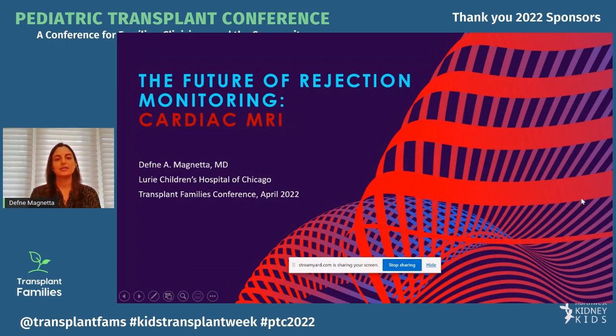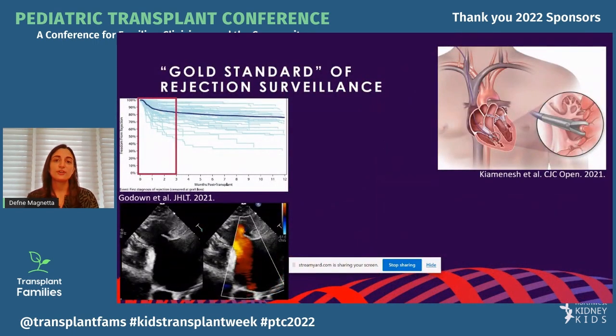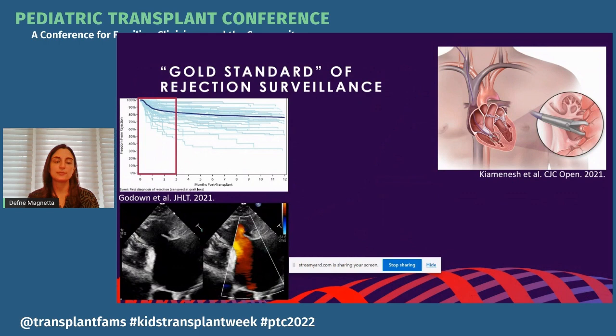All right. So I'm going to be starting off our discussion about the future of rejection monitoring, talking a little bit more about cardiac MRI and some of the data that we have on that so far. So as we've heard recently in the last session, rejection is an important part of post-transplant monitoring, and it's something that we're always looking for throughout the life of the graft. But the incidence of rejection really is not the same throughout the post-transplant course. It's highest in the first year post-transplant, and specifically in the first few months after transplant, as shown in this graph here in the upper left.